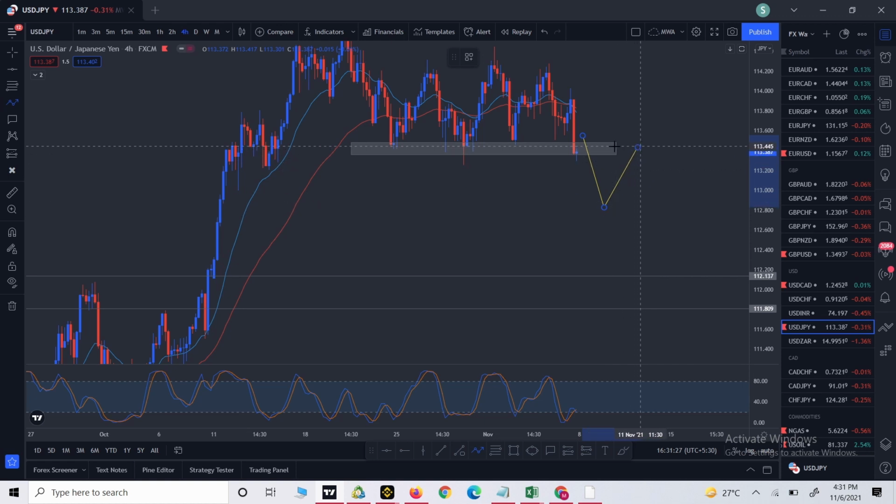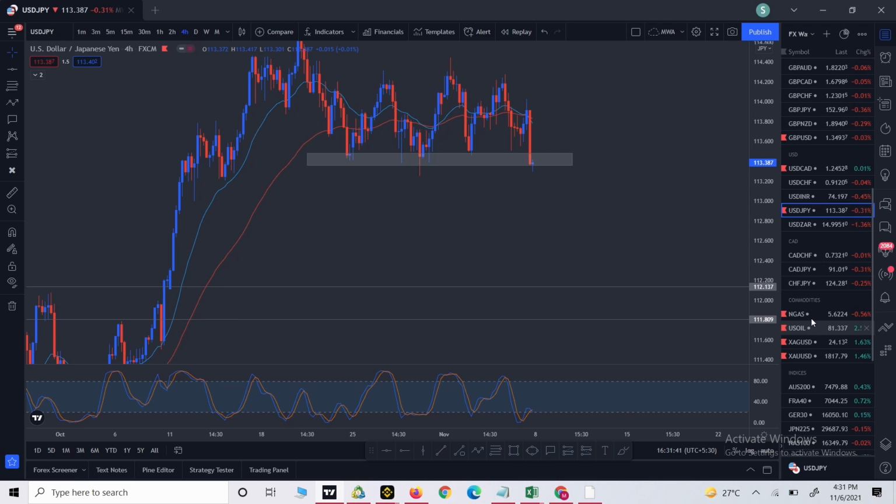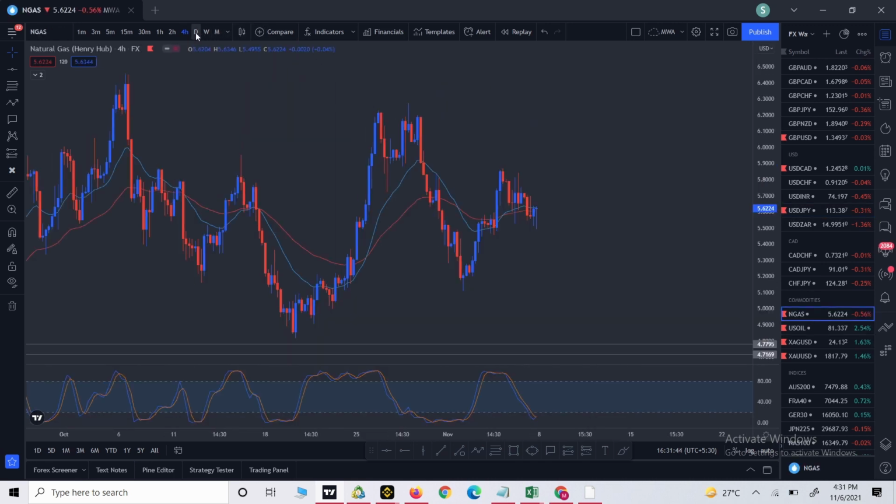So in that scenario, if the price hits this zone, we are going to go to lower time frames, H1, minute 15, look for some kind of bearish price action to go short, and we can keep our initial target profit as the previous low of that trend. So these are the possibilities on the USDJPY. Next, let's talk about natural gas.